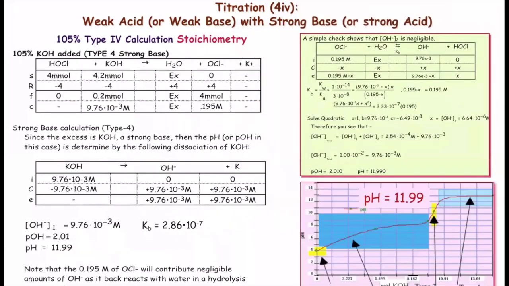This is your last data point. Your last data point is 10.5. This is the equivalence point. So 10.5 is about here. That has a pH of about 11.99. So this is the excess. This is the hydrolysis. This is the buffer. This is the weak acid problem.